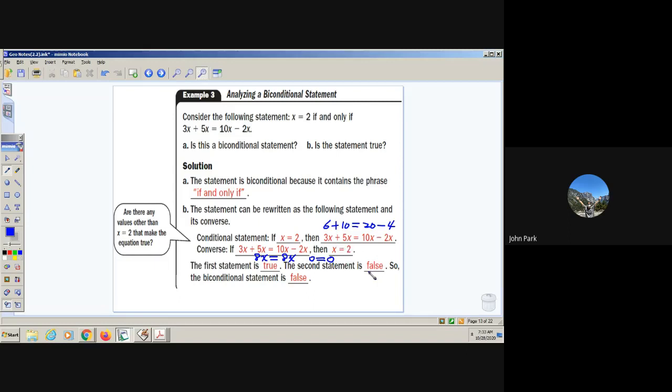So this is not the only solution or the only answer that x could be. That's why it's false. So that means the biconditional statement is also false because the converse turned out to be false, even though the original conditional statement was true.